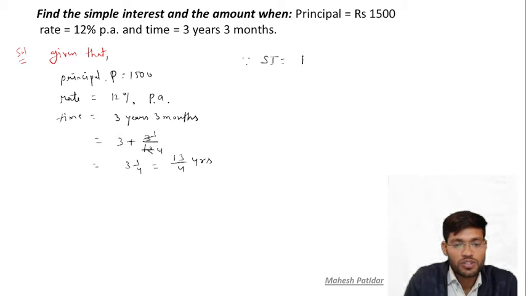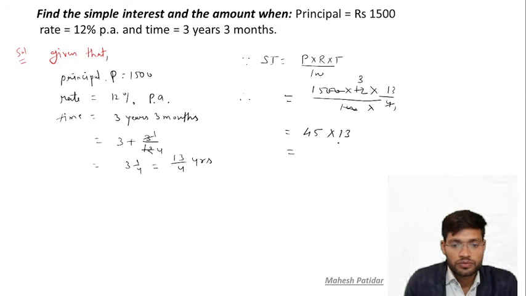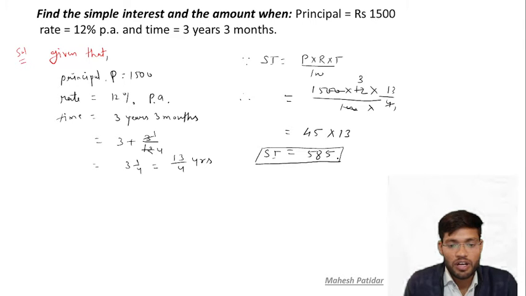Since we know SI is equal to P into R into T upon 100, hence putting the values, simple interest is equal to P, that is 1500, R is 12%, and time is 13 by 4 years, upon 100. 00 cancels 00, 4 ones are 4, 4 threes are 12, 15 threes are 45 into 13, 13 fives are 65, 13 fours are 52 plus 6 is 58. So simple interest is 585.